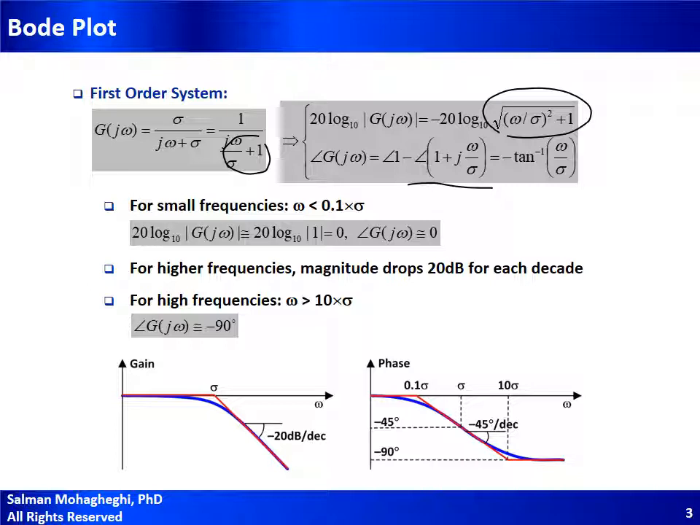For higher frequencies, we saw that the magnitude starts dropping 20 dB for each decade. So if I look at the diagram, the Bode plot for gain, for anything below sigma, which is my pole location, I would have a magnitude of 0, and then after that I would have a straight line with a slope which is going to be negative 20 dB per decade. For phase, on the other hand, we look into two important points. So one is for low frequencies, which is any frequency less than 0.1 sigma, and the angle is going to be 0.